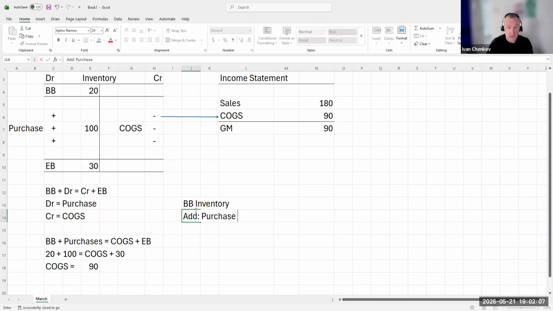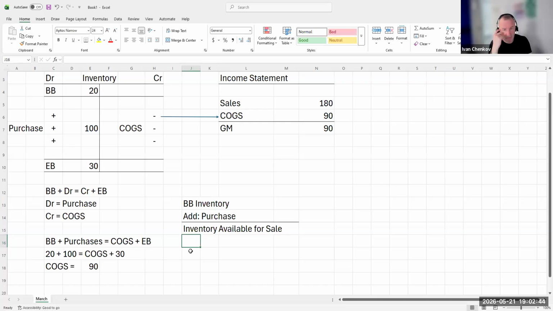Once we get the beginning inventory plus the purchases, I'm going to have inventory available, not for usage. We're buying the inventory for only one reason, to sell it. So inventory available for sale. Otherwise, we don't need inventory. Why do we need inventory? We just want it so we can sell it, so we can generate profit. We're just buying and selling, nothing more.